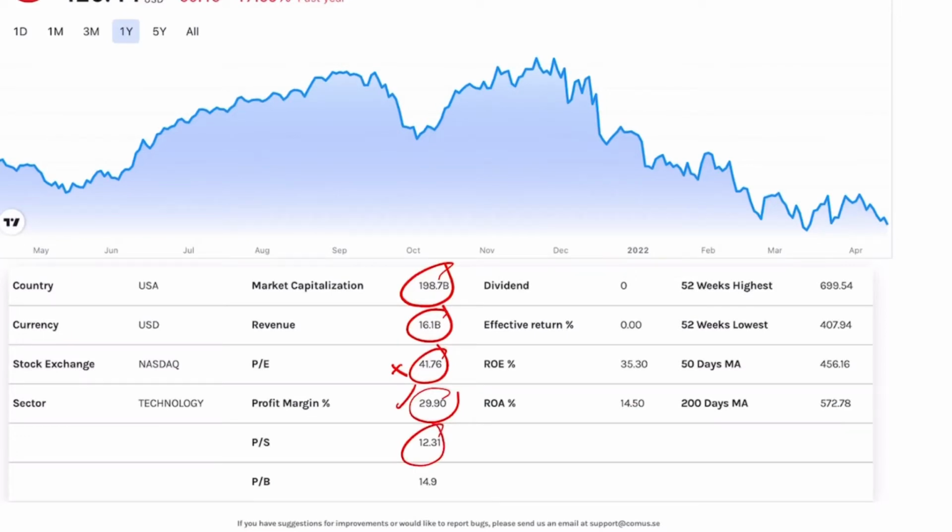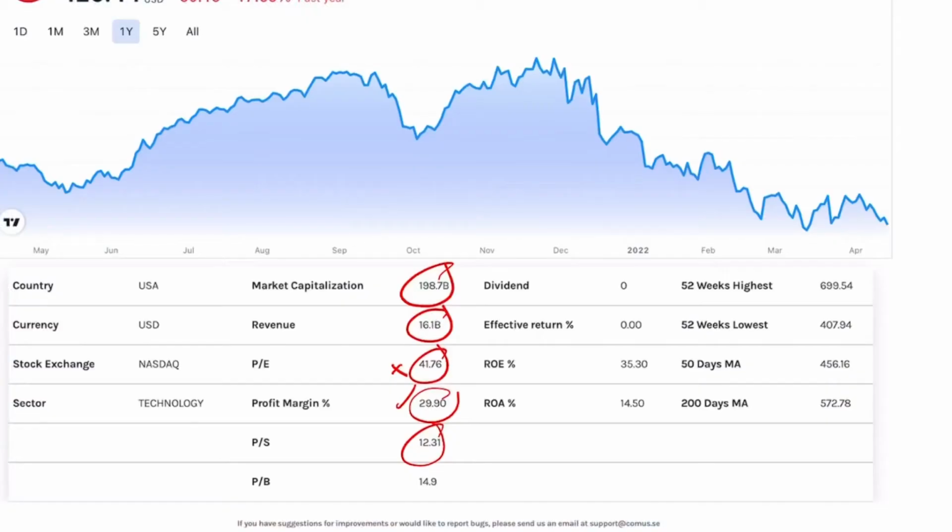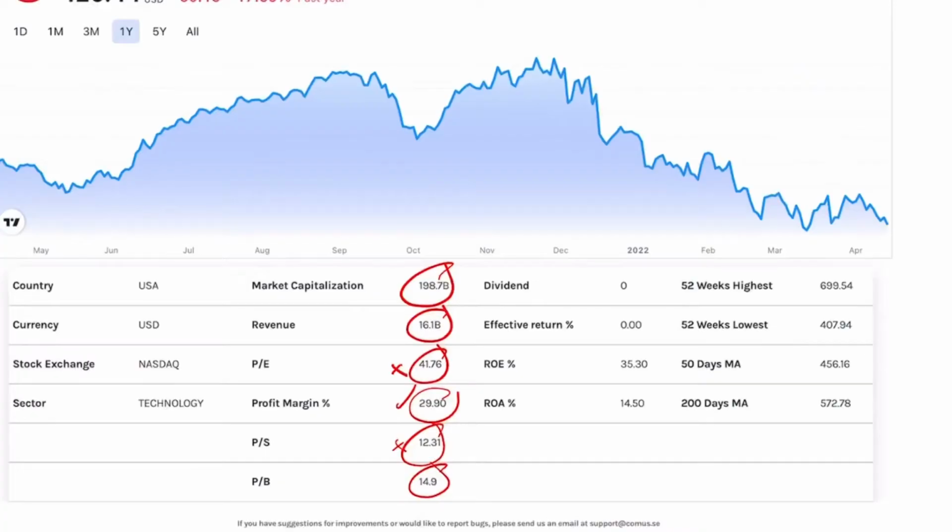Price to sales ratio coming in at 12. Normally I like companies with a price to sales ratio of maximum 4. So coming in at 12, that is just too high for me. So that is a no. Price to book value coming in at 14.9. Normally I like companies with a price to book value of maximum 3. So 14 is just too high for me. So that is a no.